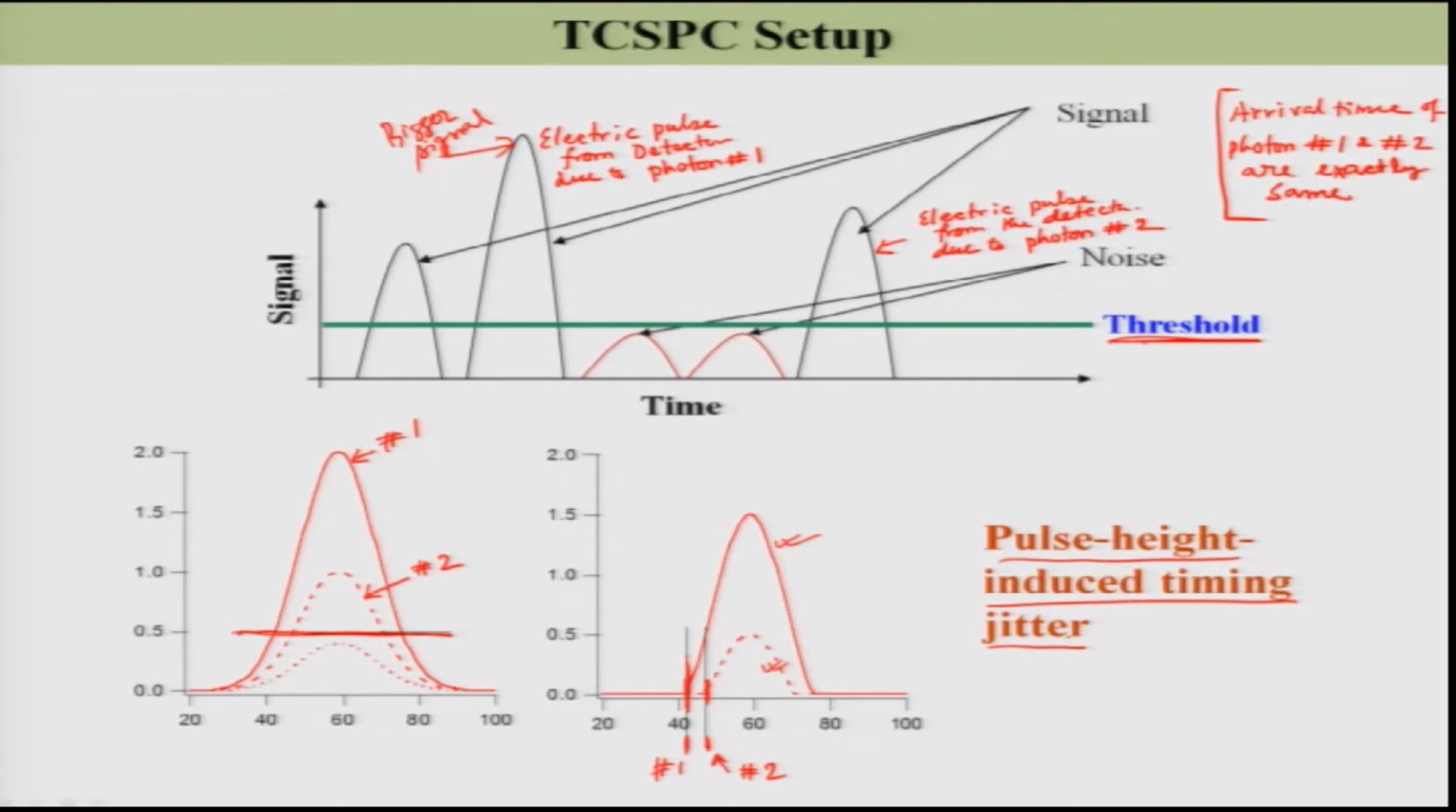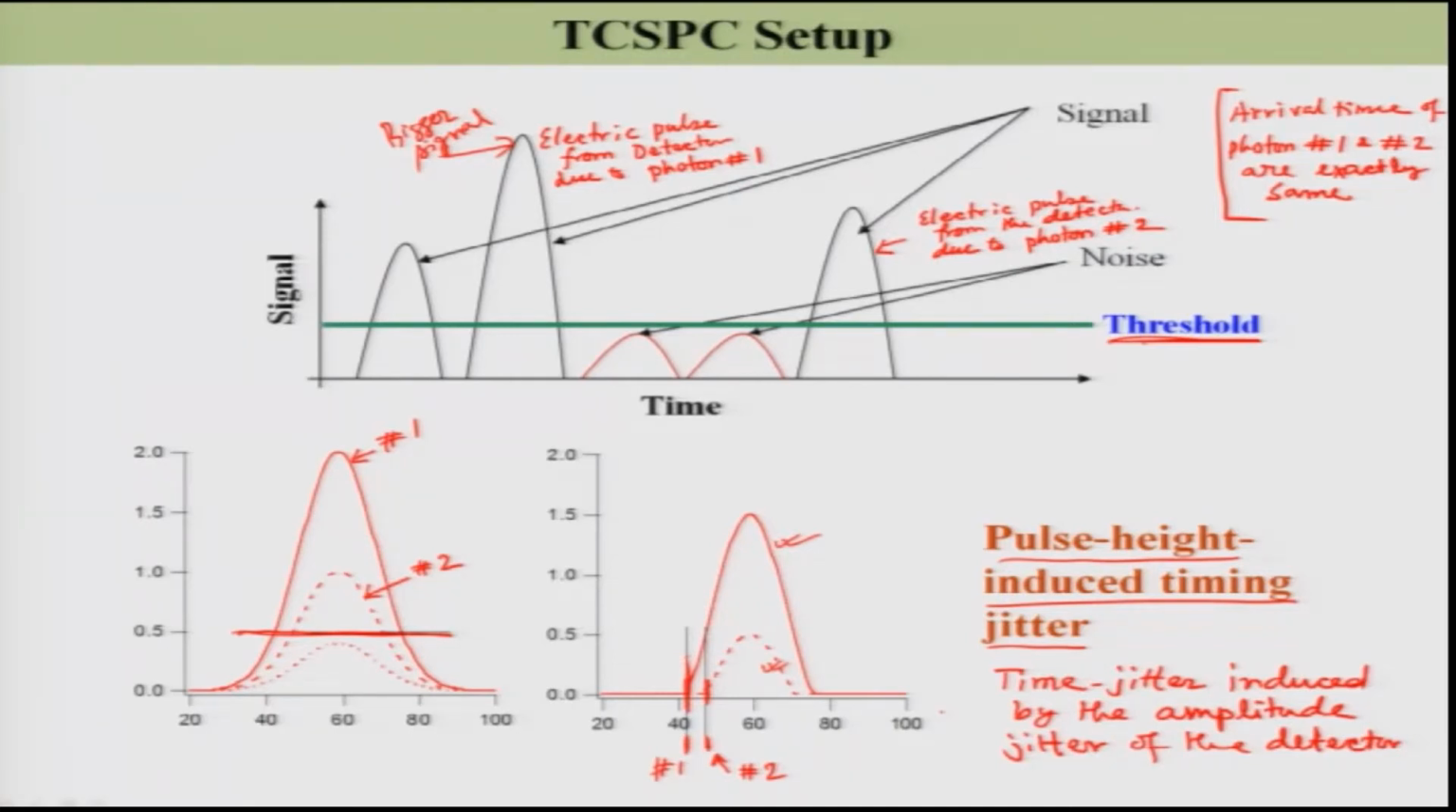There is a timing jitter, also known as time jitter induced by the amplitude jitter of the detector. So, we have a problem over here. How to solve this problem?